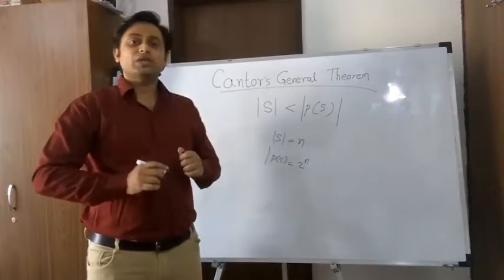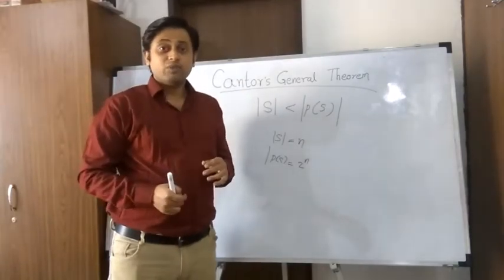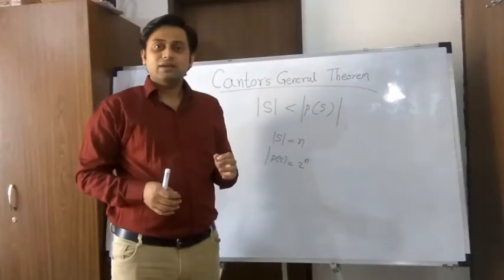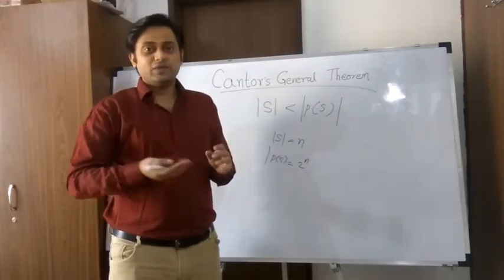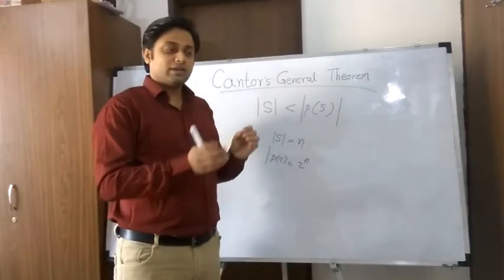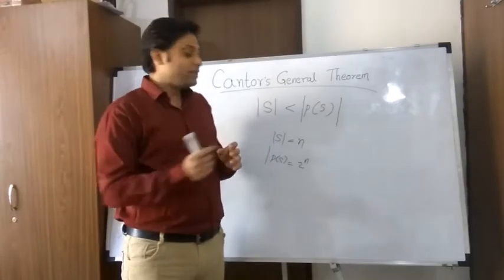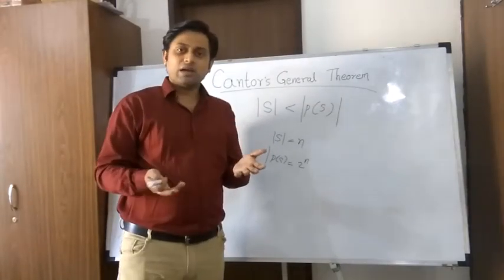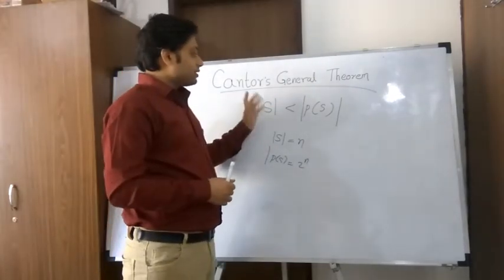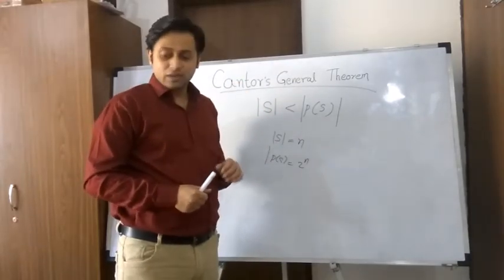So it seems very obvious in the case of finite sets, but in the case of infinite sets we have already seen some statements against our intuitions. For example, rational numbers and integers are equal in number, natural numbers and even numbers are equal in number. So these are the counterintuitive cases. So what will happen if my S is infinite? Will this relationship still hold?